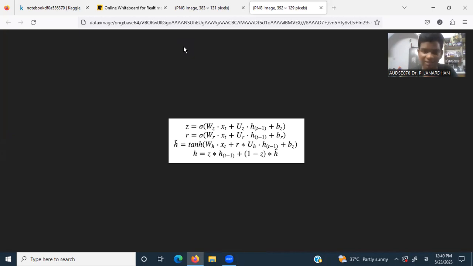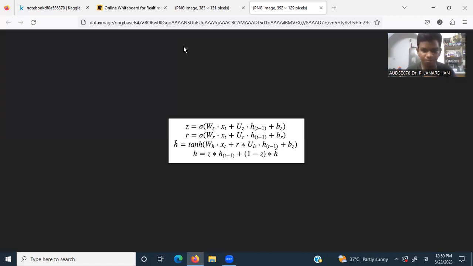Then we are going to calculate the sigmoid function, so this sigmoid function helps the numbers to be between 0 and 1. So why do we need this extra Z and R? In a normal RNN, we can only have one calculation of the output or the hidden state. Here we have two extra gates. So these two, Z and R, are actually called gates. They control the flow of information, whether we have to take in the last information or not.